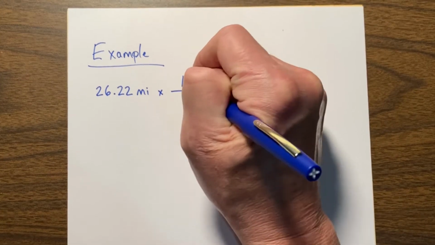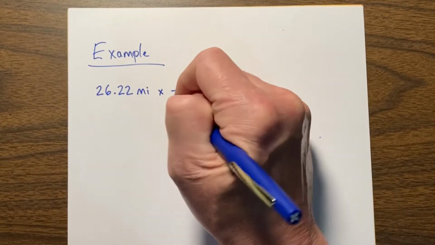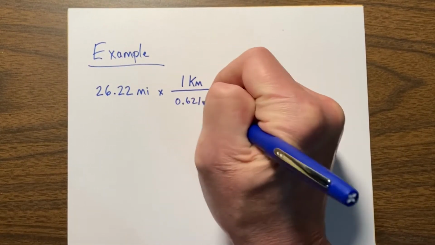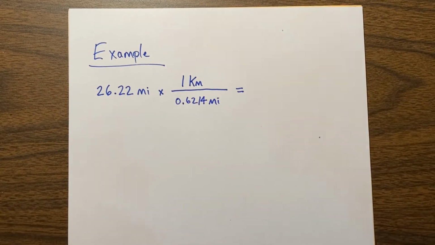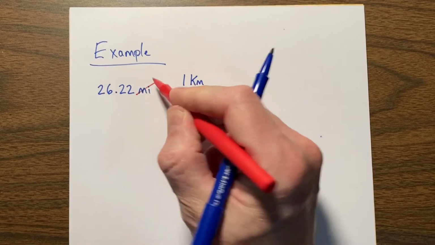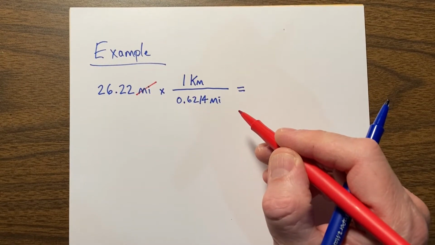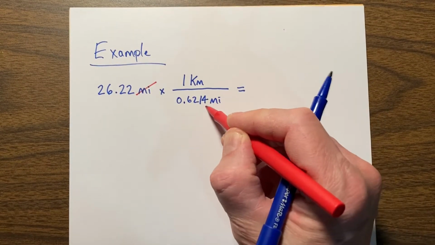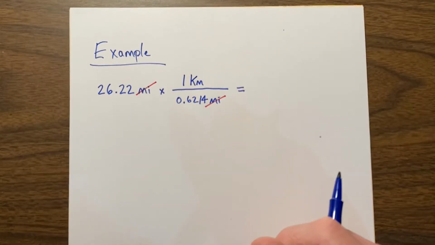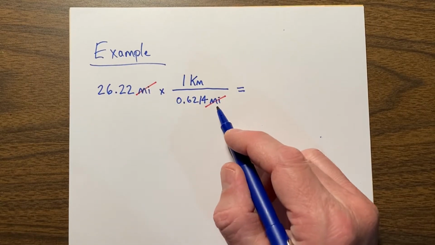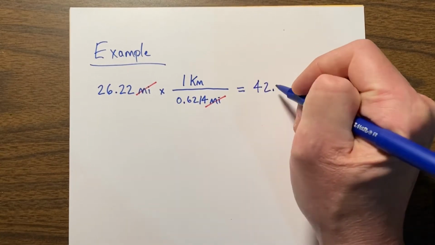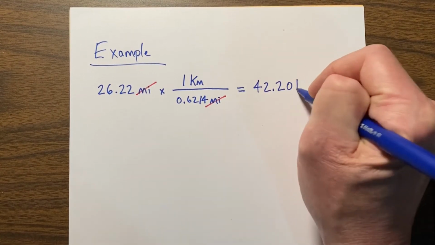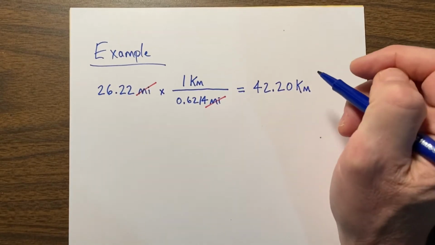Well, we know that 1 kilometer is equal to 0.6214 miles. And again, you'll see that the whole point is to have miles, the unit you want to cancel, on the opposite side as it is in the conversion factor. So they're on opposite sides, it cancels, and you get 42.20 km. That's pretty straightforward.